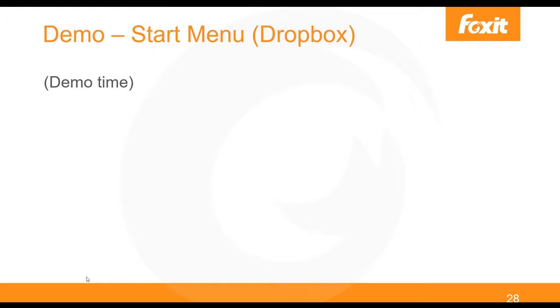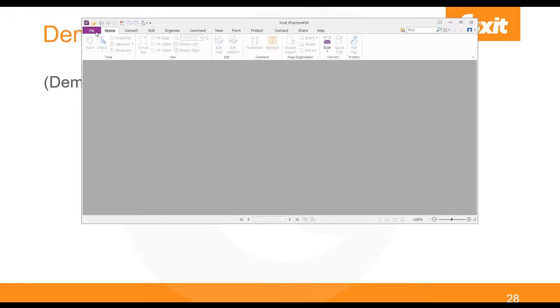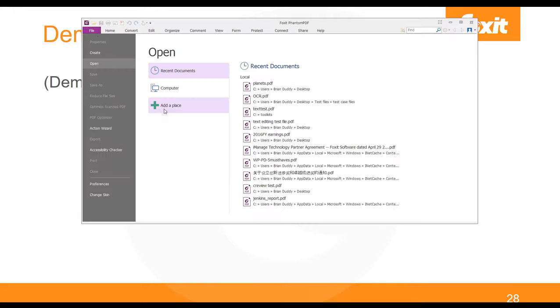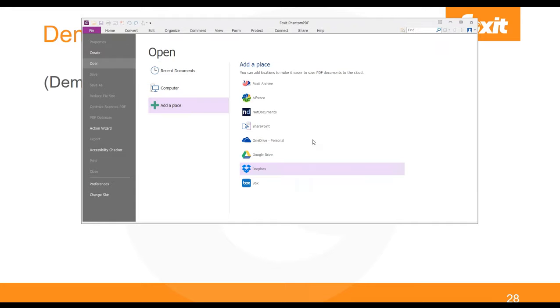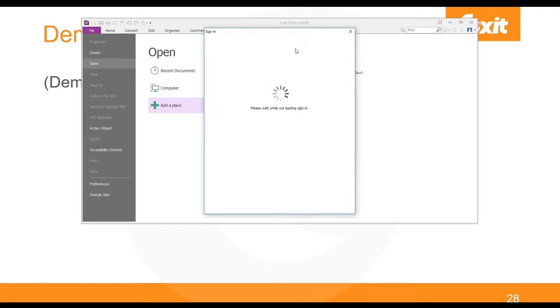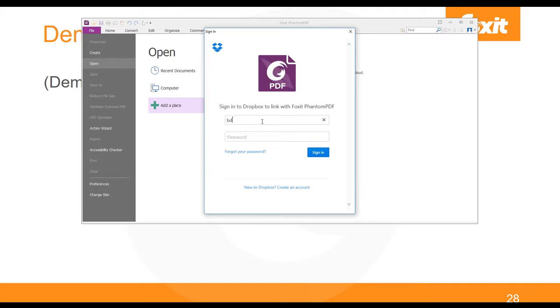So first I'm going to demonstrate how to use a consumer-oriented solution such as Dropbox. So within the File menu, you have the option to add a place. Here are nearly all of the solutions we support, and you see one of them is Dropbox. So as soon as you click this, we bring you quickly to a Dropbox sign-in screen. You log in with your Dropbox credentials. Of course, we comply fully with Dropbox's security, which ensures that you are the person that you say you are, with your phone or your email account or anything else of that sort.